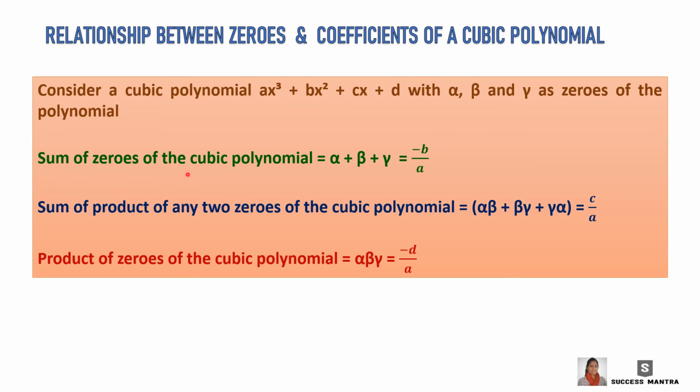Now the sum of zeros of the cubic polynomial, that is alpha plus beta plus gamma, is equal to minus b by a. That is, minus of coefficient of x square divided by coefficient of x cube. Now the sum of product of any two zeros of the cubic polynomial, that is alpha beta plus beta gamma plus gamma alpha, is equal to c by a, that is coefficient of x divided by coefficient of x cube. Now the product of zeros of the cubic polynomial, that is alpha beta gamma, is equal to minus d by a, that is minus of constant term divided by the coefficient of x cube.